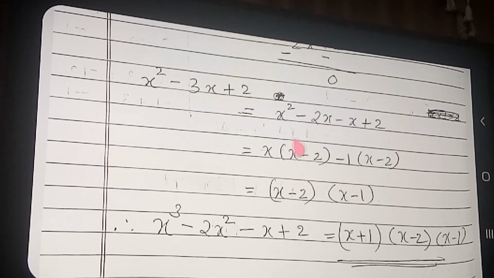So here take common. Here the first term is minus, so take minus 1 common. When taking minus 1 common, I told you, change the sign. That means this will become plus and this will become minus. So here x minus 2, here also x minus 2. So take x minus 2 common outside. What is remaining? Here x and here minus 1. So you got the factors x minus 2 and x minus 1.